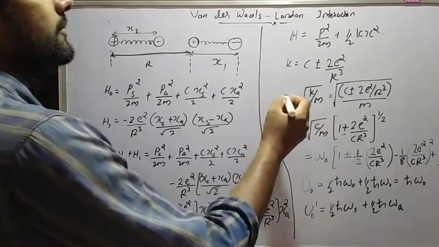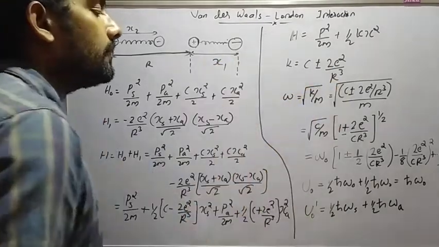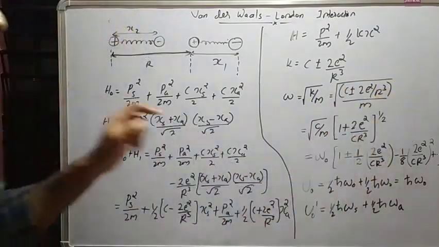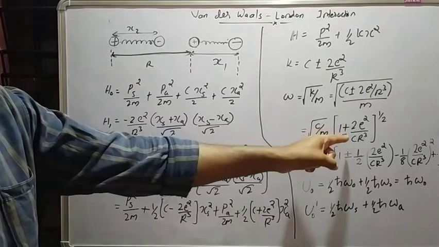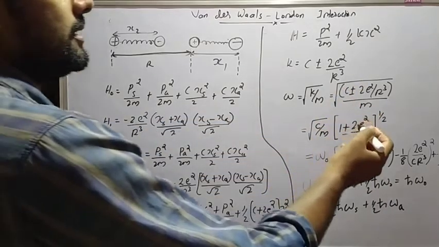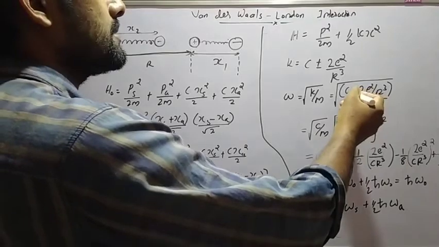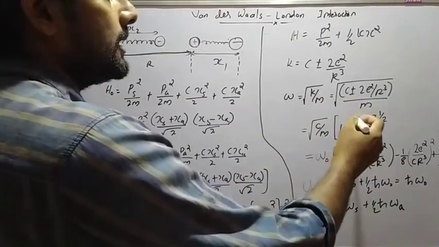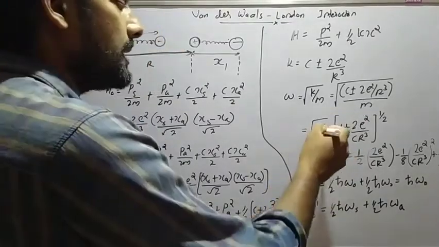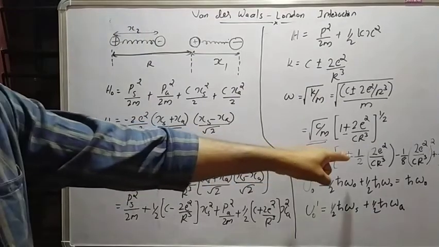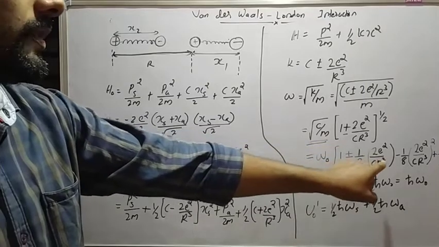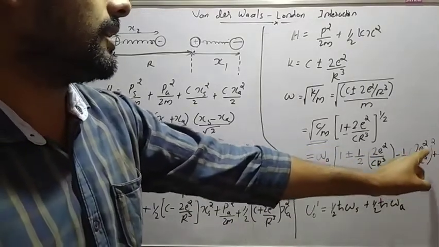We know the frequency omega is equal to the square root of k over m, and that is equal to the square root of (C plus or minus 2e square over r cube) over m, which is equal to the square root of C over m times (1 plus or minus 2e square over C r cube) whole raised to 1 by 2. We just took C over m outside, and we consider C by m as omega naught. So omega naught into 1 plus or minus. When we expand this, we get 1 plus or minus 1 by 2 times 2e square over C r cube minus 1 by 8 times (2e square over C r cube) whole square.